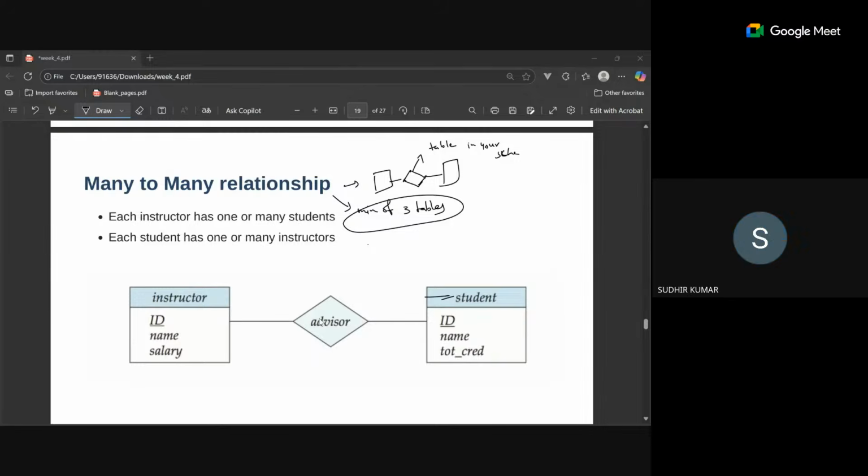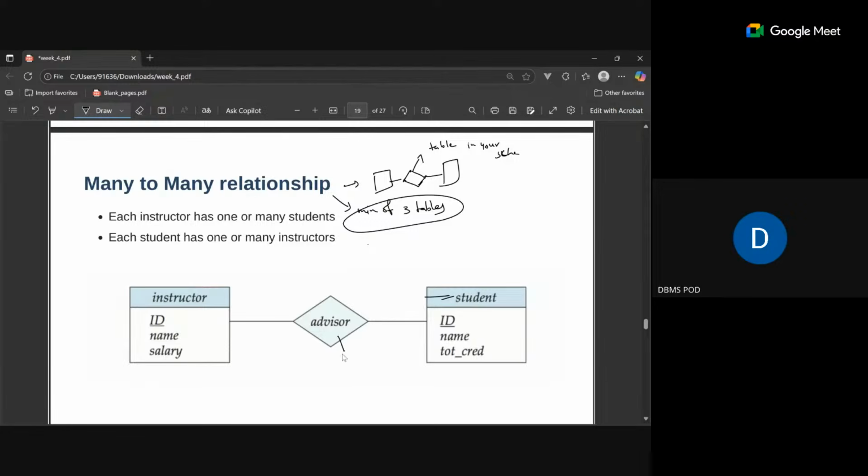As you told, this will be a third table, advisor, which will be a relation. You can think of it as a third table. Can we say that the features of this table, which is a relation, will be ID and name, because ID and name are common in both of them? The features of the third table, you mean the attributes? Yes.